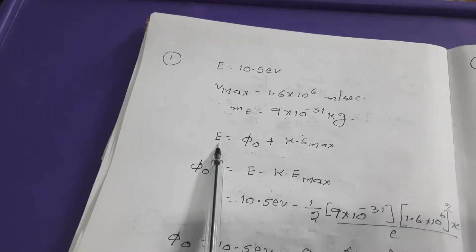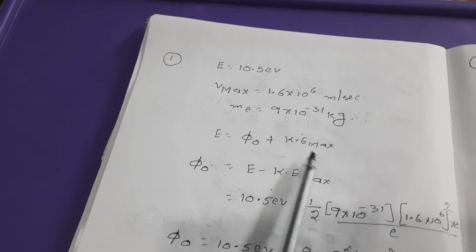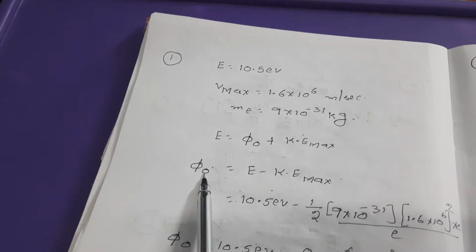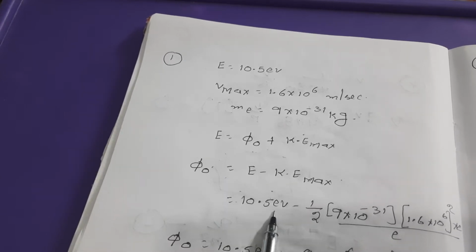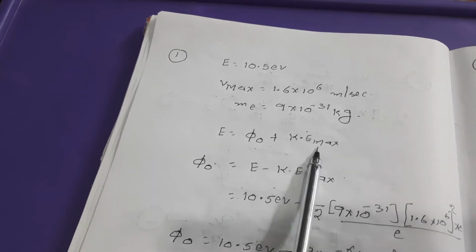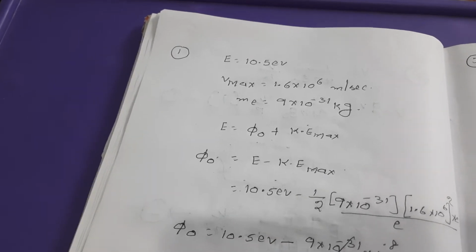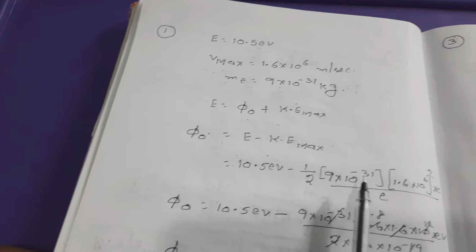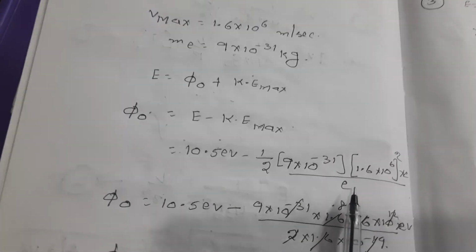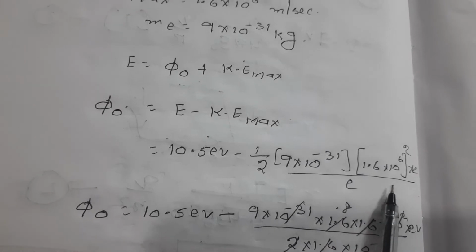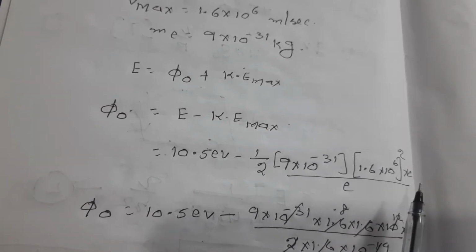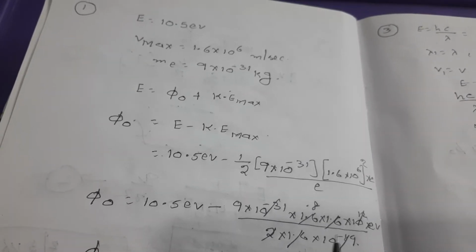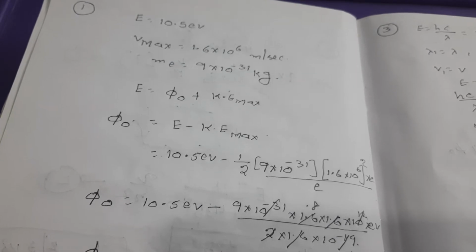From Einstein's photoelectric equation, the energy is utilized to liberate the electrons, that is the work function, plus the maximum kinetic energy. But we want the work function, so instead of energy we write 10.5 electron volts. Maximum kinetic energy is half into mass into velocity square. So half into mass of the electron, 9 into 10 to the power of minus 31 kgs, and velocity 1.6 into 10 to the power of 6, squared. We are taking it in terms of electron volts, so we divide by the charge of the electron, 1.6 into 10 to the power of minus 19.